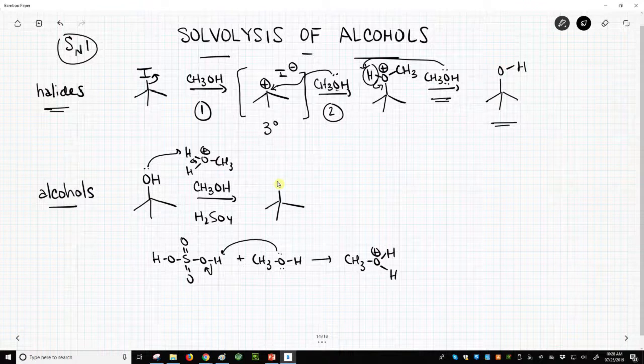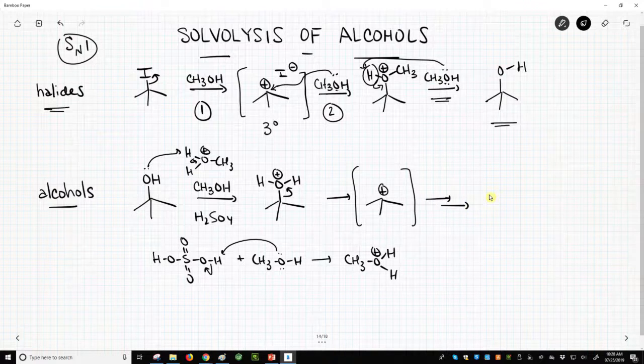Okay, that was a lot of work. That's a lot of work to say we're going to use acid to protonate our alcohol, and now we have a good leaving group. And now it looks just like the top reaction. We have a leaving group. It's not a halide, but it's a water molecule. We get a carbocation. That carbocation will then be attacked, and we'll continue our pathway. I won't show the whole thing, but what we get in the end is our solvent attacking our carbocation.